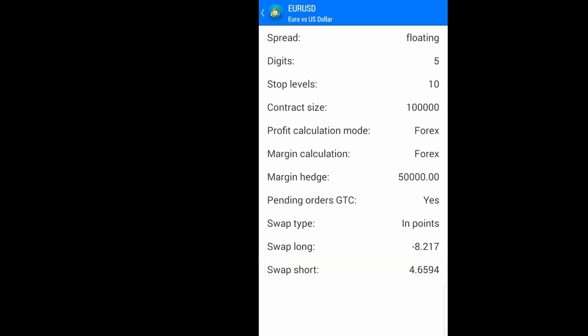So what it means is that if you sell Euro USD and leave it over a few days, you'll be paid $4 every time that the trade rolls over to the following day. And on Wednesdays, you'll be paid twice this amount because it is considered weekend interest.